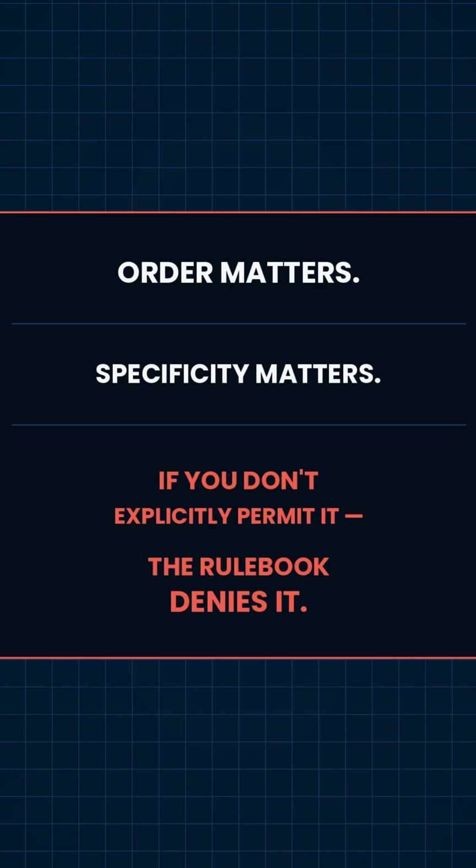So think about the layers we built. The doorman decides who enters the building. The partitions decide which floor and section they belong to. And the rulebook, the ACL, decides what they're allowed to actually do once they're inside. Order matters. Specificity matters. And if you don't explicitly permit it, remember, the rulebook denies it by default.